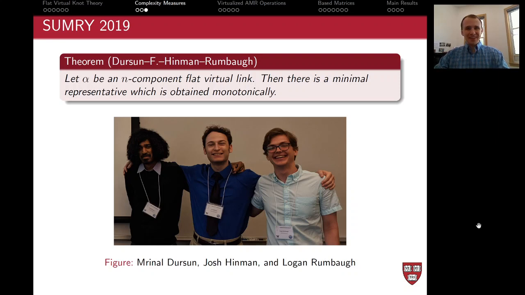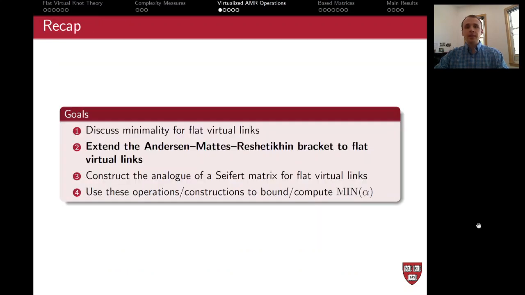So that's really fun. But now we want to think about some of our other goals. So these minimal diagrams exist, these minimal representatives. Let's try to extend something from curves on surfaces to the flat virtual link setting. And I should say that there's already been an extension of the Goldman-Lee bracket to flat virtual links. You can think about Turaev's co-bracket, which Patricia Kahn extended to flat virtual knots. And so there are some of these additional constructions you can think about. I'm just going to focus on the AMR bracket.